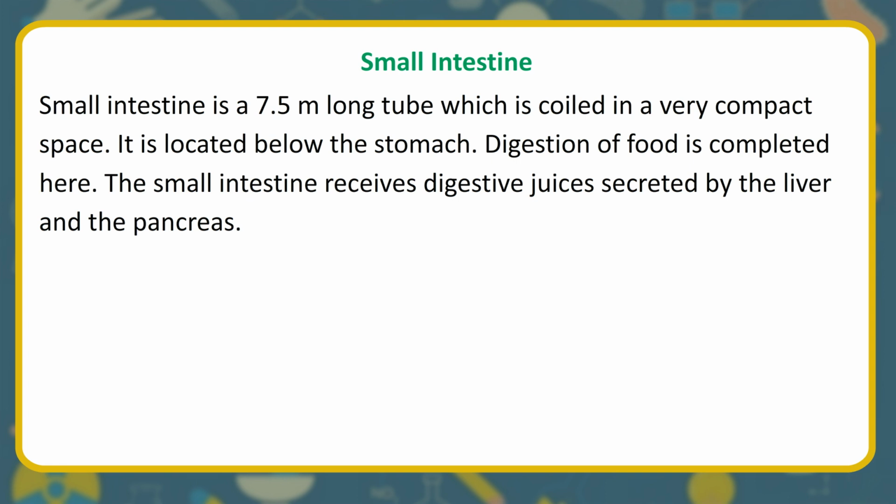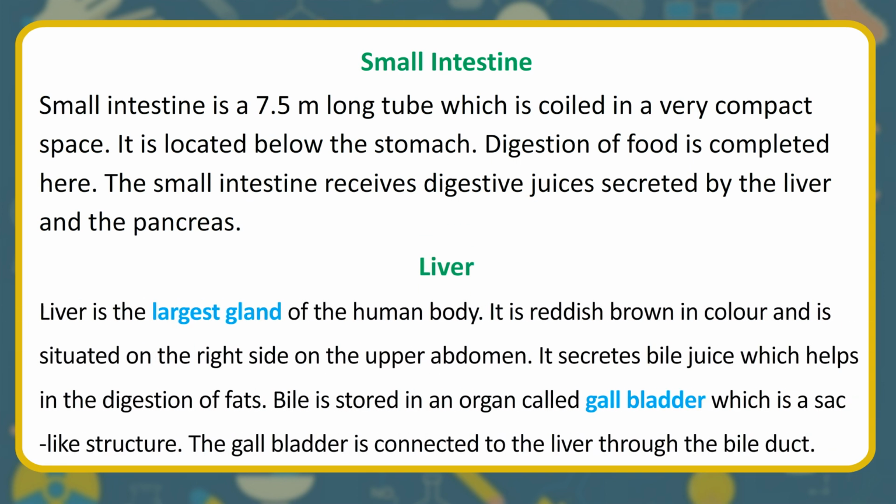The small intestine receives digestive juices secreted by the liver and the pancreas. Liver. Liver is the largest gland of the human body. It is reddish-brown in color and is situated on the right side on the upper abdomen. It secretes bile juice which helps in the digestion of fats. Bile is stored in an organ called gallbladder which is a sac-like structure. The gallbladder is connected to the liver through the bile duct.